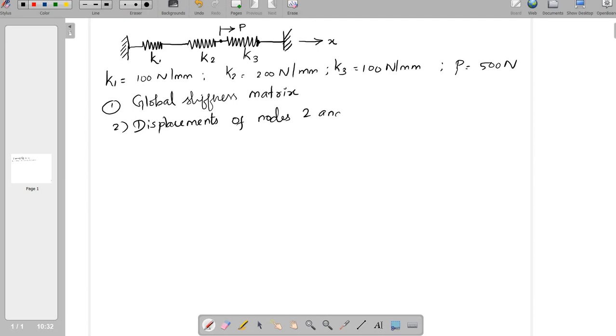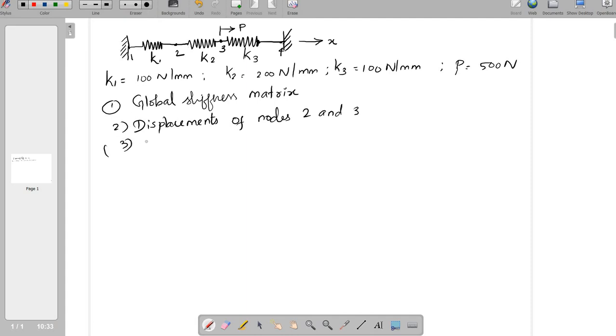2 and 3. So why are we interested in nodes 2 and 3? Here it is node 1, this is 2, this is 3, and at the last is 4. Because of the fixed ends, nodes 1 and 4 are attached to the fixed ends. So the only possible displacements can be calculated at nodes 2 and 3.